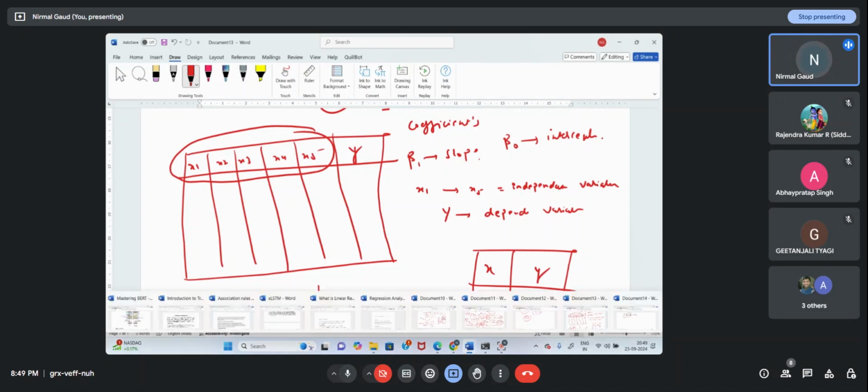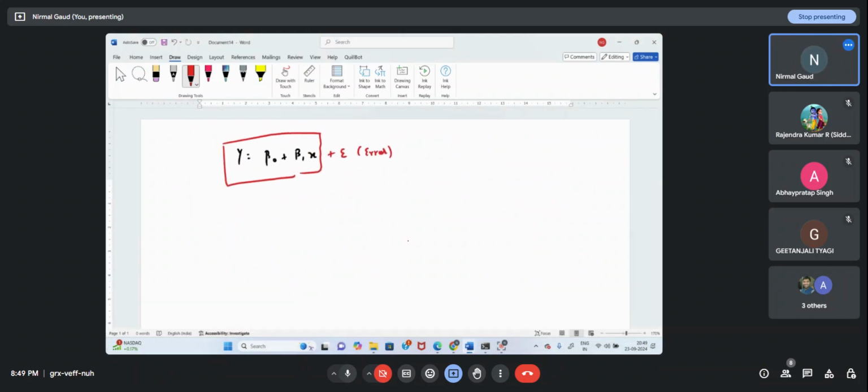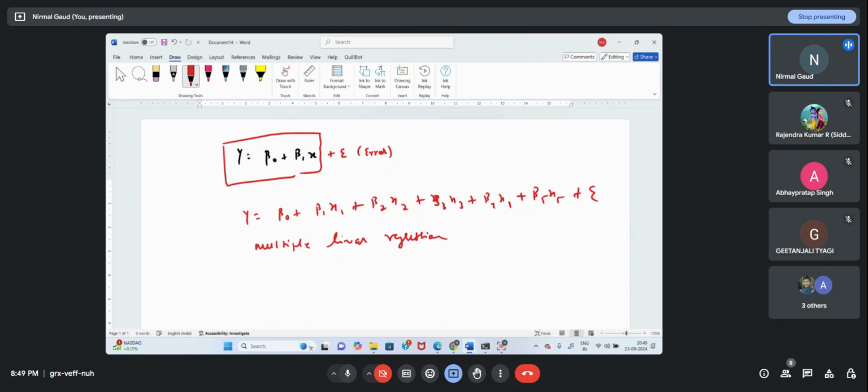That is why in this particular case you will say that my equation will become beta naught plus beta 1 x1 plus beta 2 x2 plus beta 3 x3 plus beta 4 x4 plus beta 5 x5 plus epsilon, and it's called multiple linear regression, where again beta naught, beta 1, beta 2, beta 3, beta 4, beta 5 are coefficients. Beta 1, beta 2, beta 3 can be considered slopes, and beta naught is your intercept. x1, x2, x3, x4, x5 are the independent variables, and y is the dependent variable.